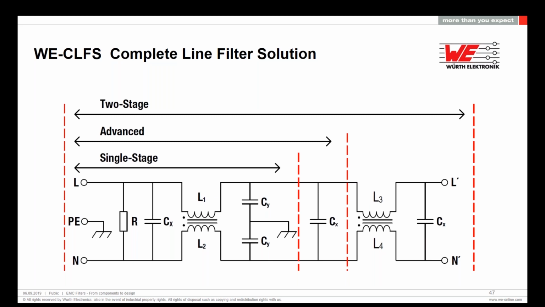For the advanced single stage, we have 1 extra X capacitor to increase the effect on differential mode. And for the 2 stage, we include also another choke and another X capacitor, basically also to increase the common mode attenuation.